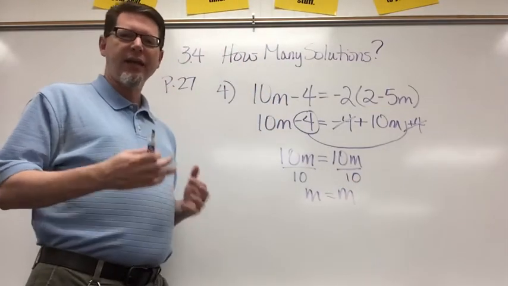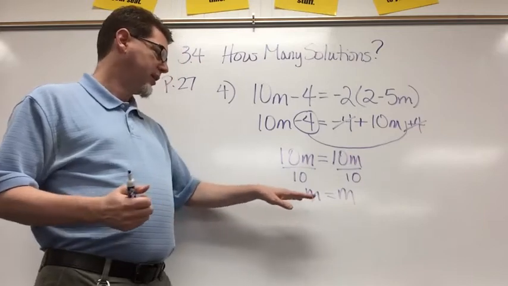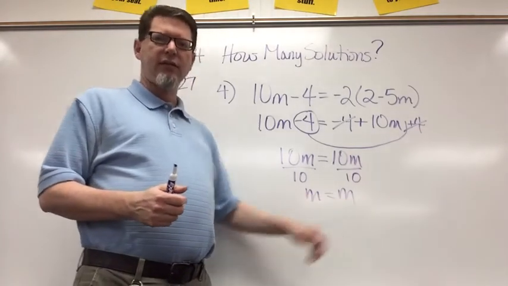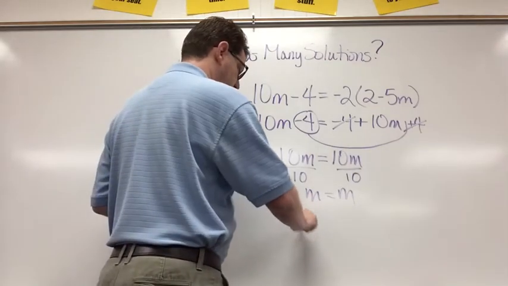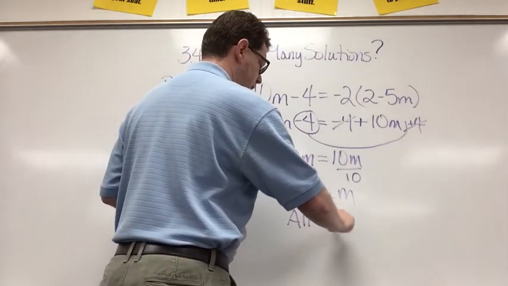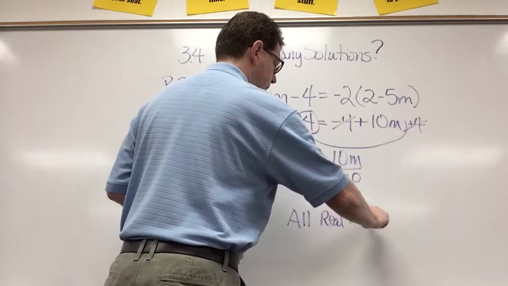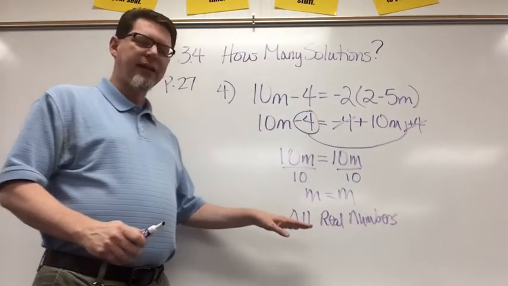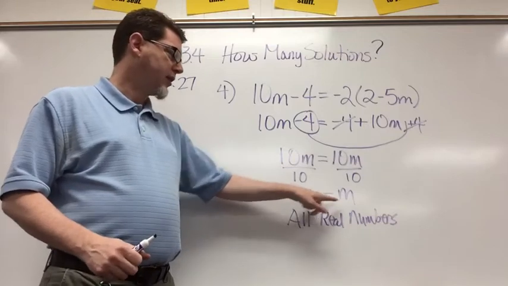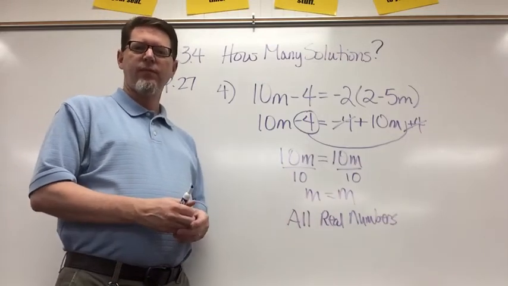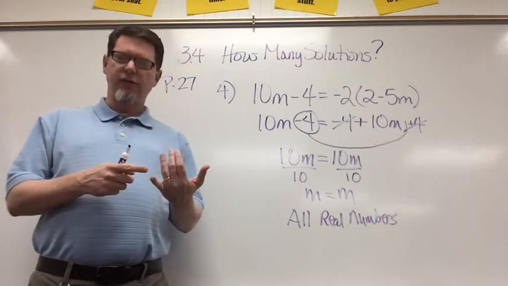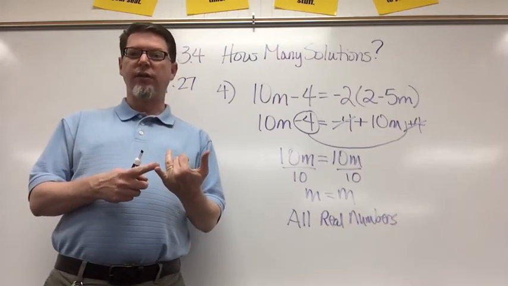So once again, anytime I'm solving an equation and I have exactly the same thing on the left as I do on the right, then the solution is all real numbers. Because in this case, I can choose any number that I want to, and it's always going to be equal to itself. So you may get to some problems where the solution is all real numbers.